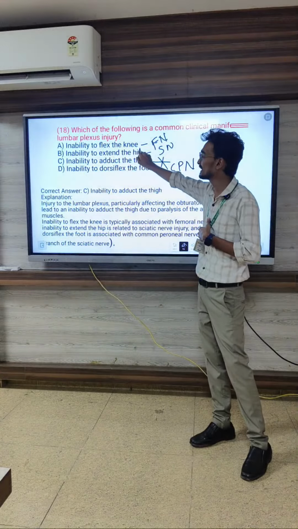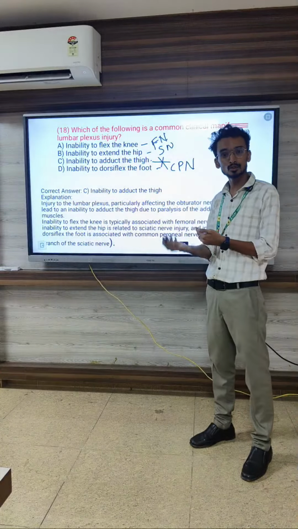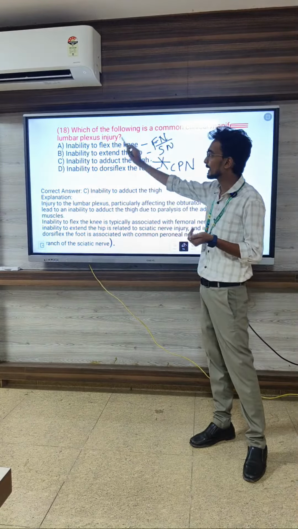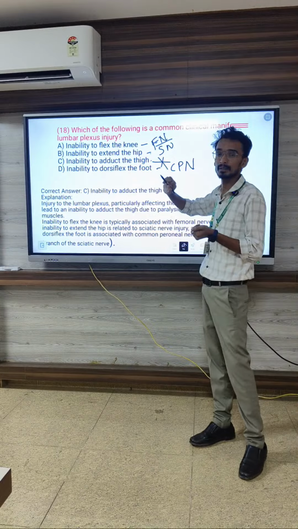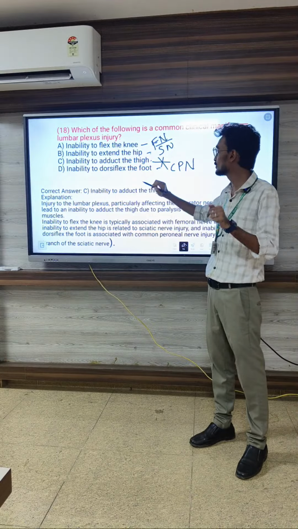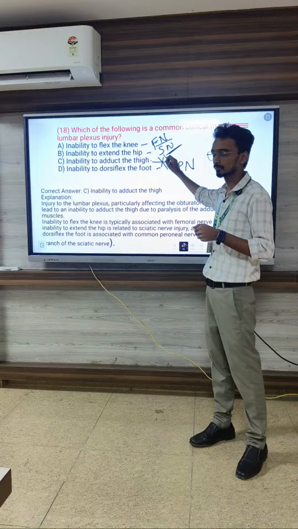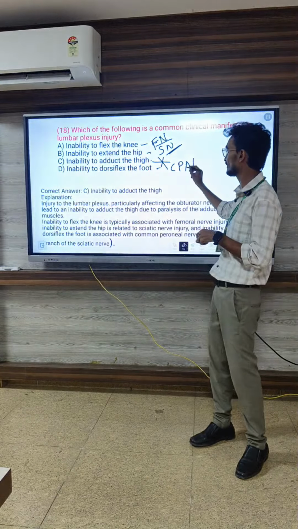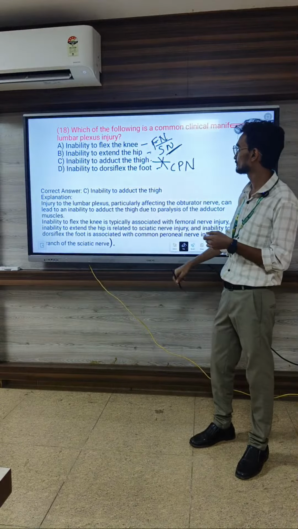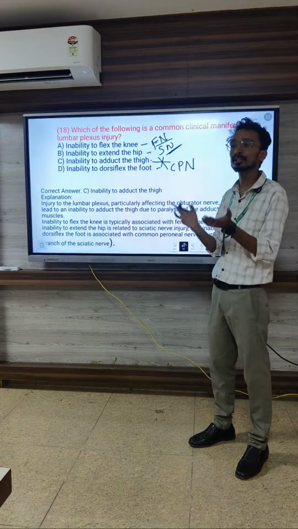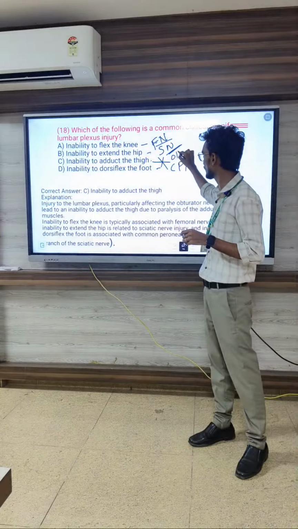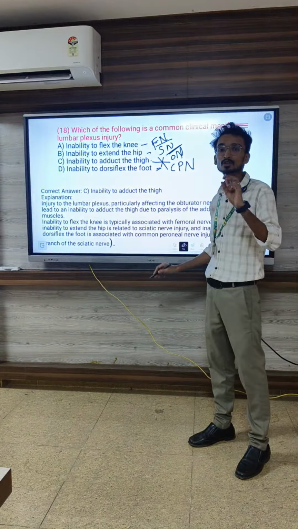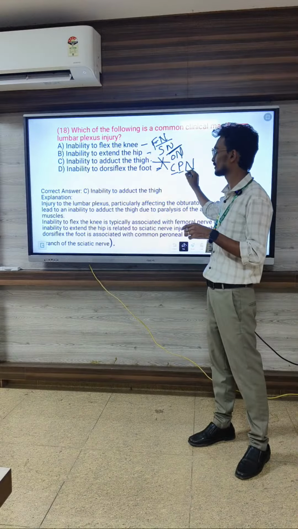Inability to flex the knee will be associated with injury to the femoral nerve. Inability to extend the hip will be associated with injury of the sciatic nerve. Inability to adduct the thigh will be associated with injury of which nerve? Commonly the obturator nerve. Inability to dorsiflex the foot will be associated with the common peroneal nerve.